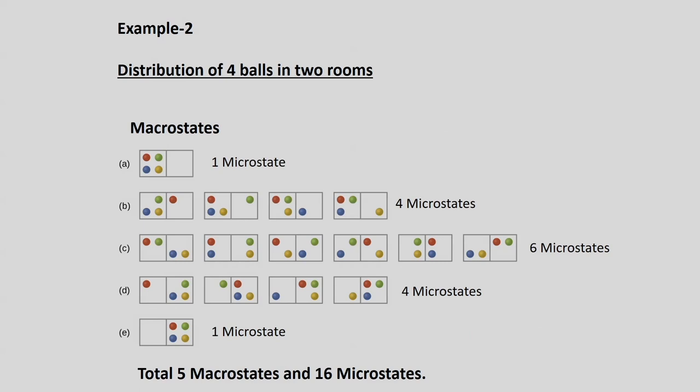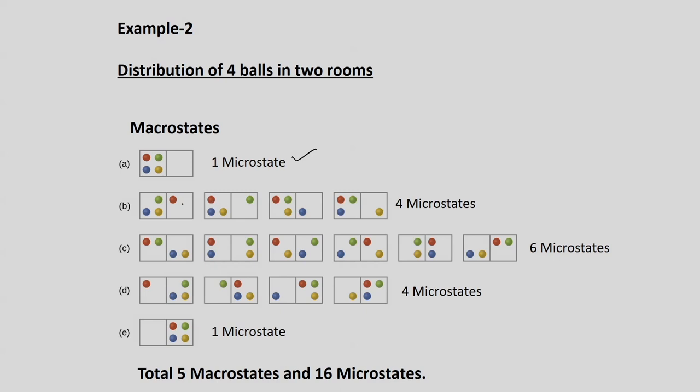Next we take another example. Suppose we have four balls, and then we have two rooms or two baskets, whatever you say. These balls are identified by different colors. Now if I ask you to put the four balls in different ways, what are the possibilities? One first possibility is all four balls are in the first room, and there is no ball in the second room. So this is one macrostate possible, with one microstate. Then we can have blue, red, and green balls in one room, and a red ball in the second room.